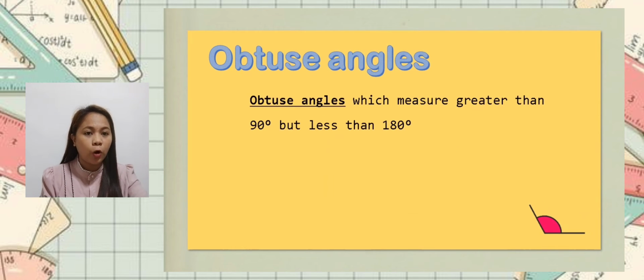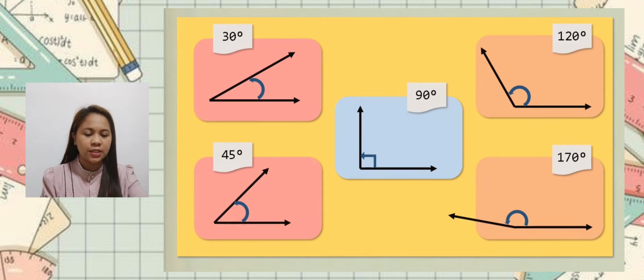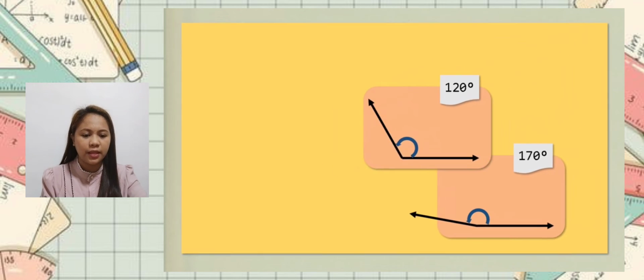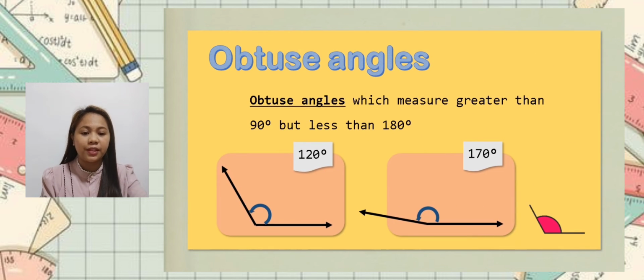And we also have obtuse angles. When we say obtuse angles, it measures greater than 90 degrees but less than 180 degrees. We have 120 degrees and 170 degrees.